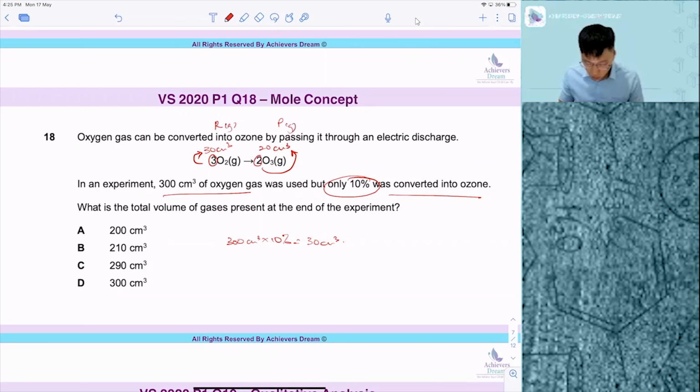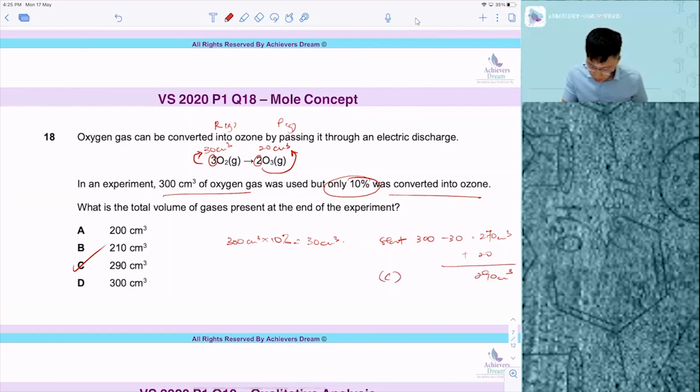All right. So at the start I have 300, of which 30 is used up. Okay, so I'm left with 270 remaining. All right, this is the remaining. But at the end of the day, the product that is formed is 20 plus 20, you get 290 cm³. Answer is C. Okay, answer is C.